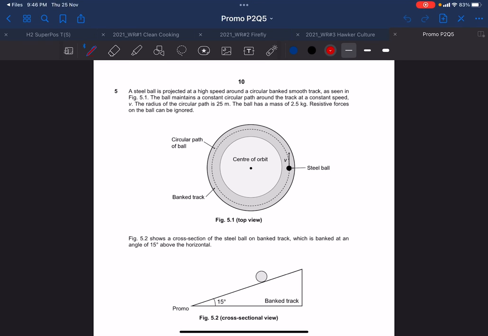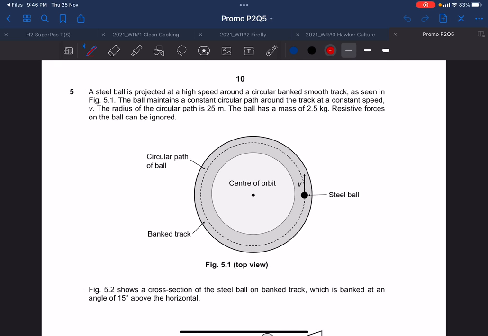Hi, I'll be going through question 5 on promo paper 2. Alright, so let's look at this question. This is a circular motion question. So let's highlight some of the key terms first as we go.